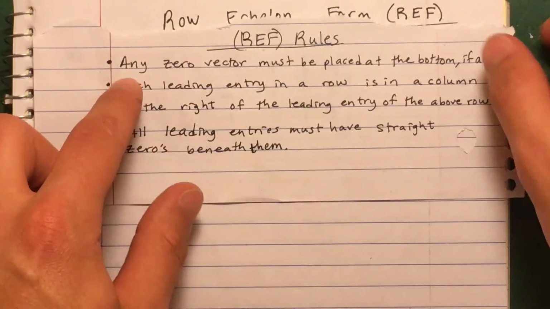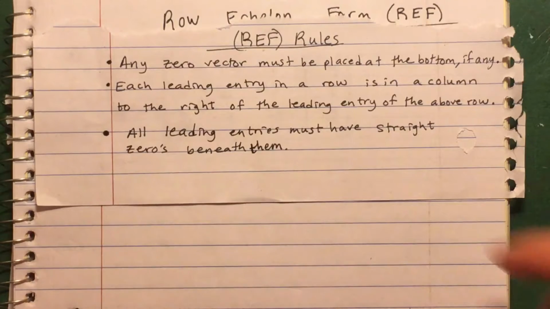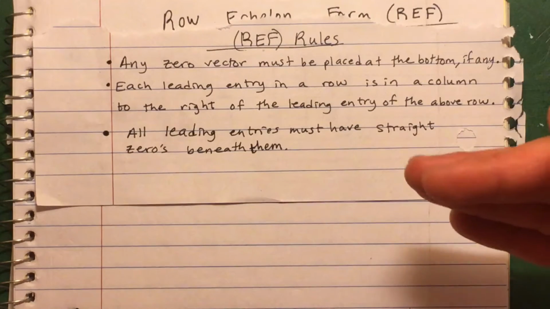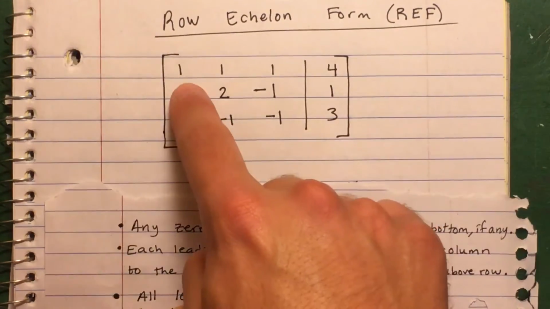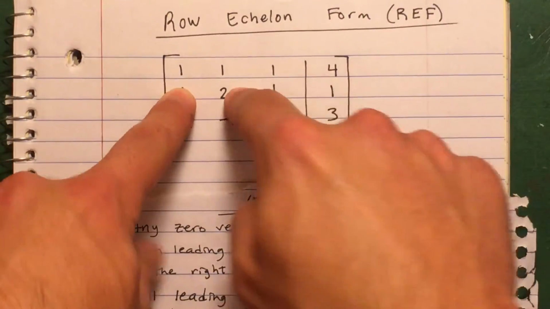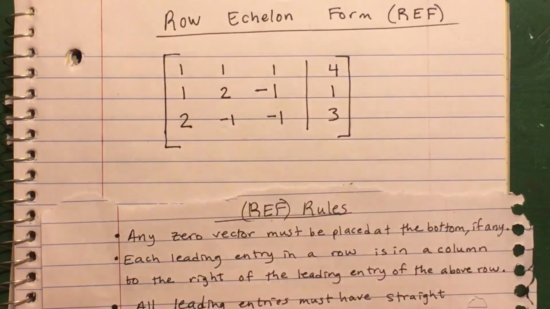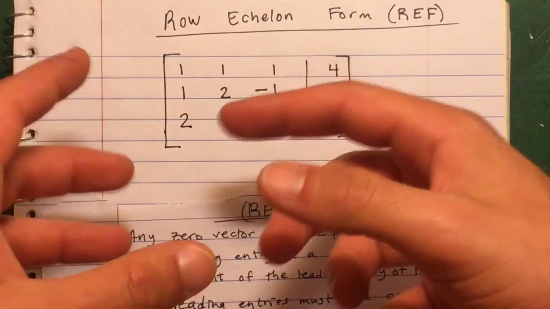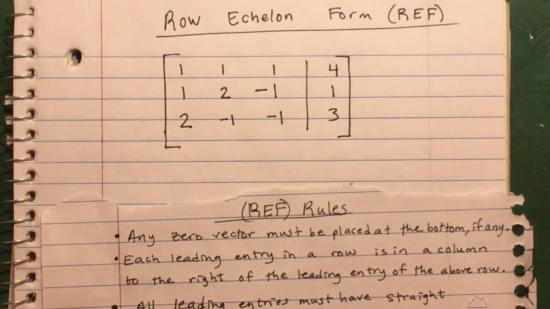So the first rule is that if you have any zero vector, or a row that's full of zeros, it must be placed all the way at the bottom. So if we had a zero vector right here in the middle, then currently that matrix is not in row echelon form. Therefore, that row full of zeros, in other words a zero vector, should be placed all the way at the bottom. And you're allowed to do this interchanging manipulation of moving rows from top to bottom. You keep the matrix the way it is in the same form.